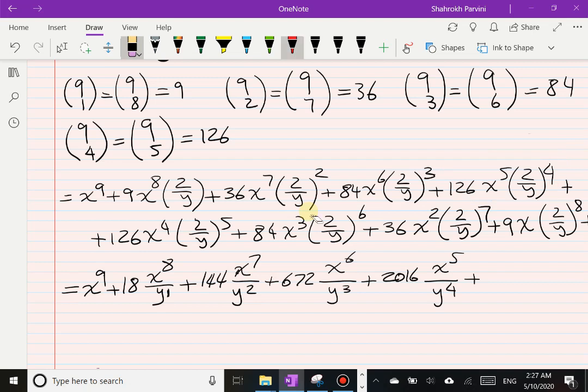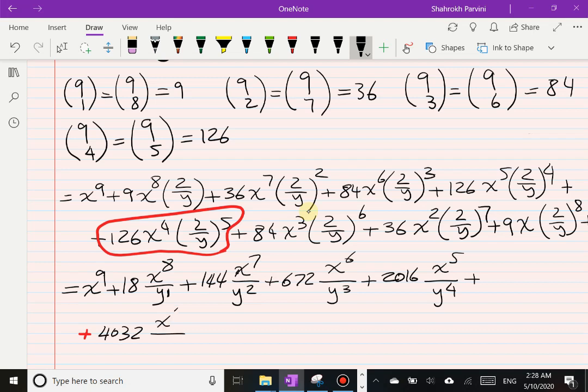Okay, the next term is down here. Plus 2 to the 5th, that's 32. 32 times 126, that's 4032. Plus 4032, the fraction is going to be x to the 4th, and the denominator gains. Notice the numerator is losing one exponent every term as we go forward, and the denominator gains 1. So we're done with this term, right? With this one.